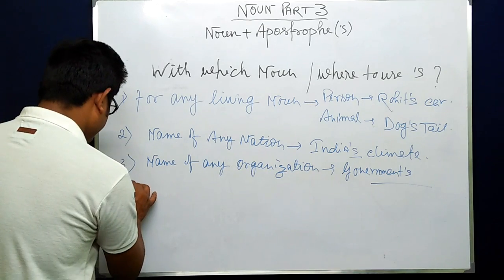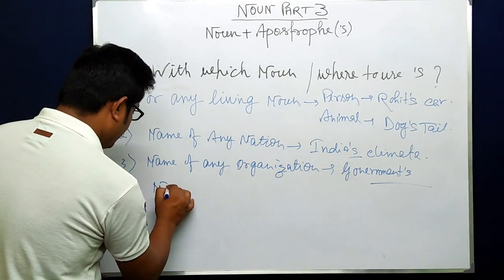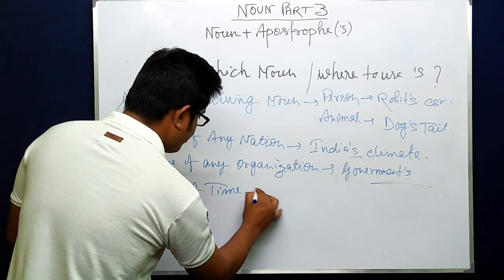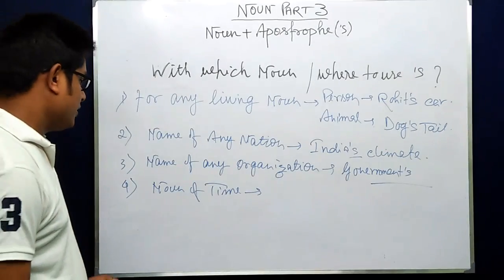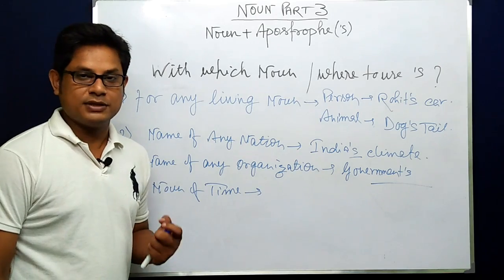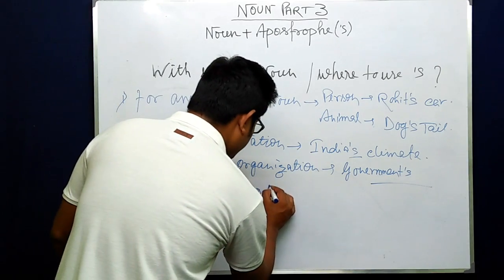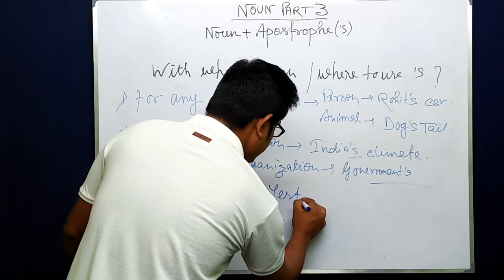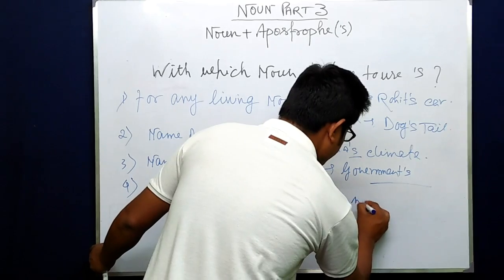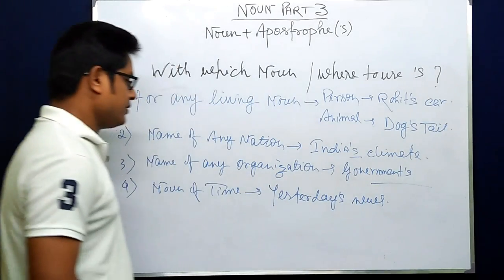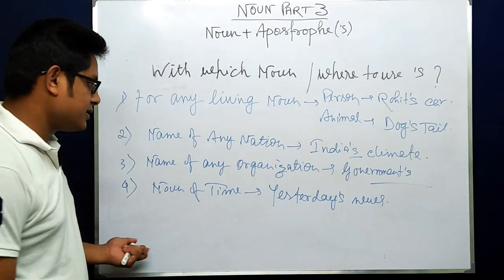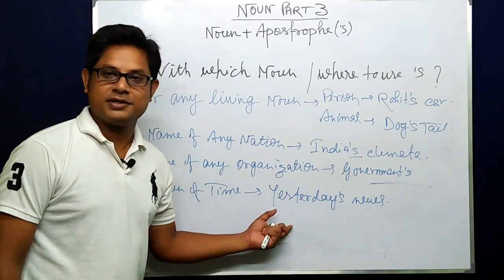Number 4, noun of time. If it is a noun of time, then you can also use apostrophe s with that noun. Example, yesterday's news. I have used yesterday's news. Yesterday is a particular time, so you can use apostrophe s with that particular noun.